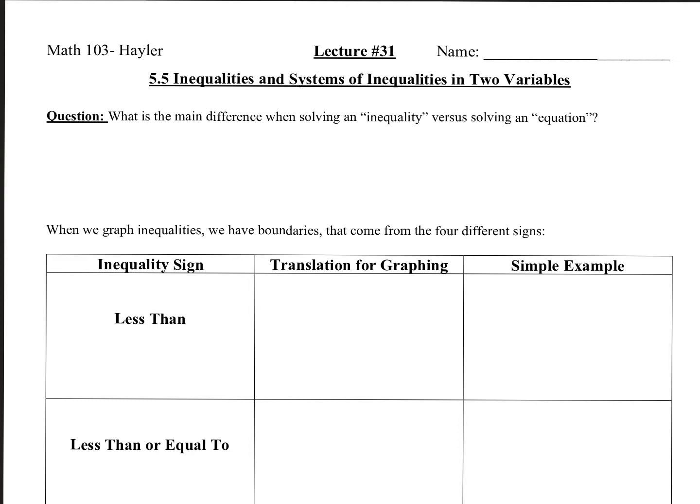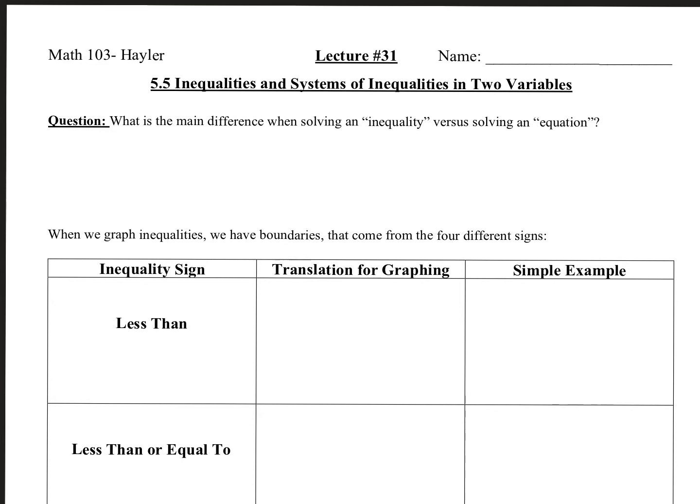All right, so here's a great question. And this is often where students get a little bit of a stumble or a mix-up, so please make sure you understand this here. What is the main difference when solving an inequality versus solving an equation? So real quick, a visual here. If I was talking about an inequality, maybe an example would be x is greater than or equal to 2. An equation would be x is equal to 2.